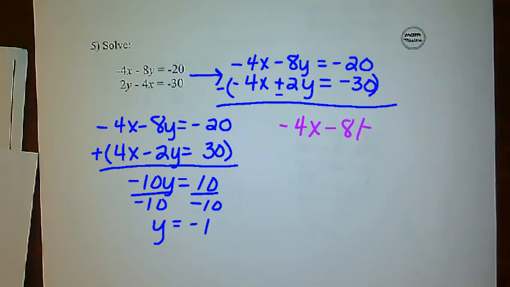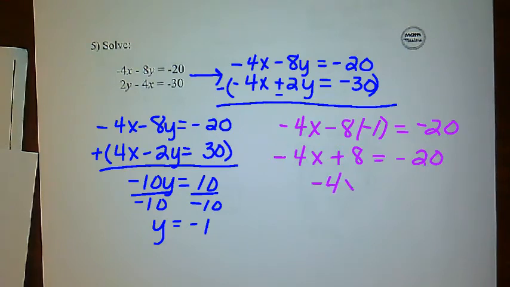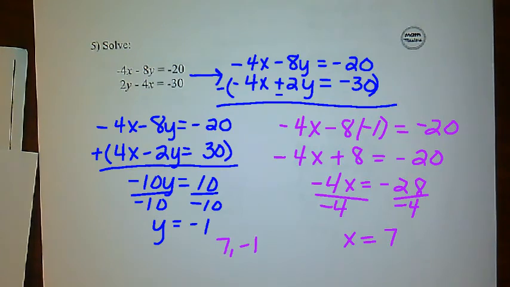So substitute your y in. Oops, sorry, that came out awful. All right. Be careful with your signs. Sorry, I skipped a step. I just subtracted 8 from both sides. All right, so my final answer is 7, negative 1. 7, negative 1.